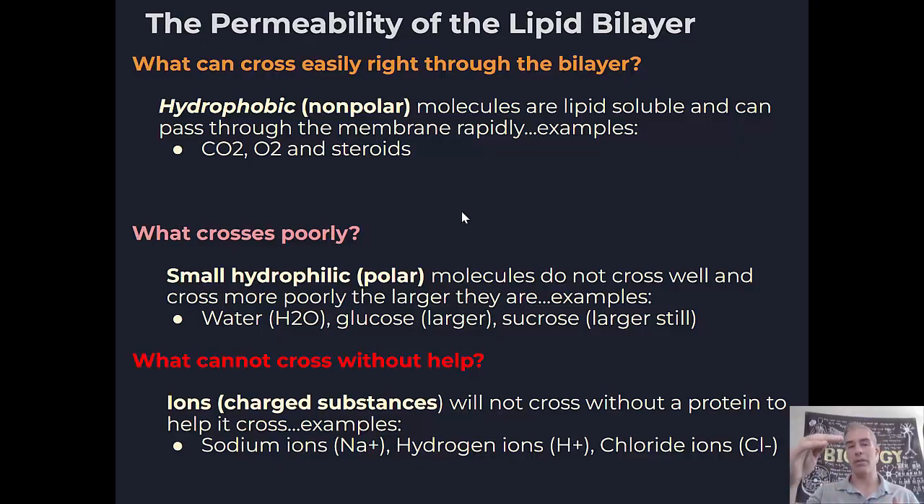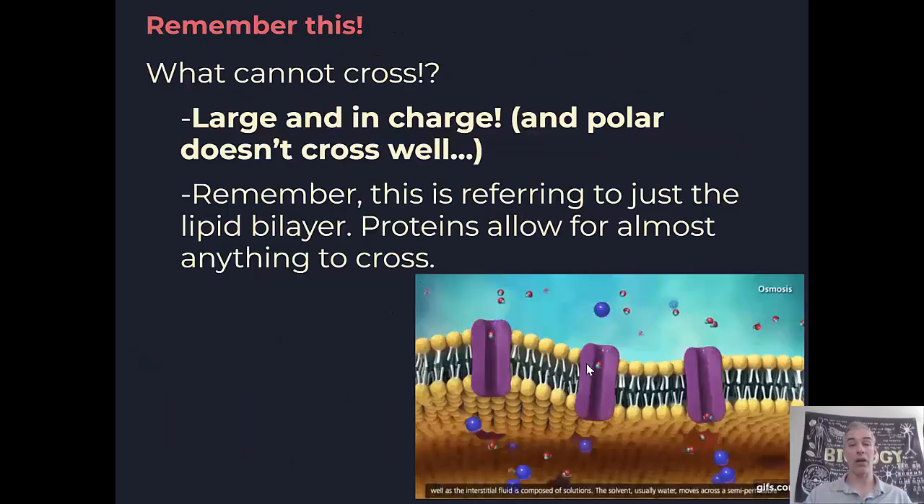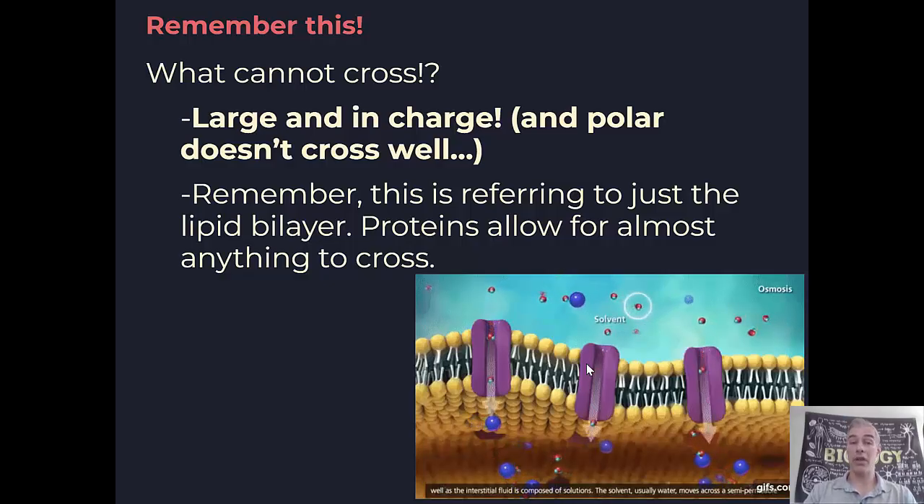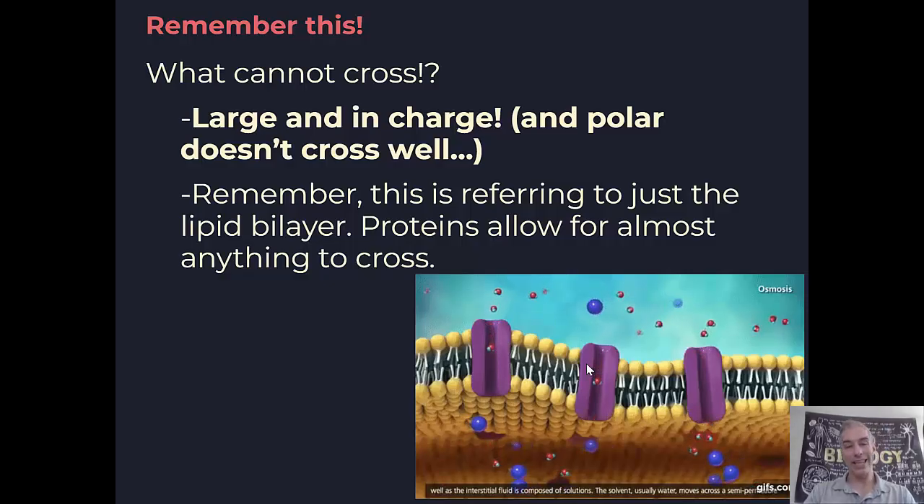And so the small hydrophilic, large hydrophilic, and ions usually need a protein to allow them to cross. You can see examples of those ions: sodium ions, hydrogen ions, chloride ions, all do not cross without help. So the way I can remember this is large and in charge and polar do not cross well. Small hydrophobic things do cross well. Hydrophilic, difficulty. Hydrophobic, easily. So those large molecules, even small polar molecules like water, are going to need these special channels, as you can see here, to help get them across physiologically.